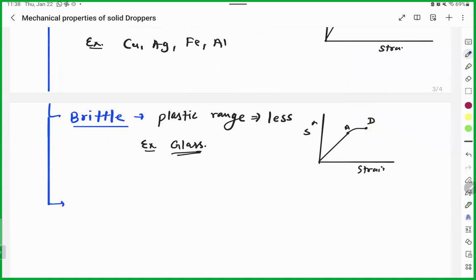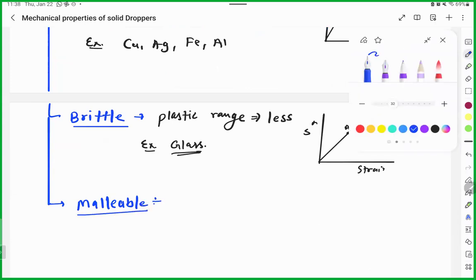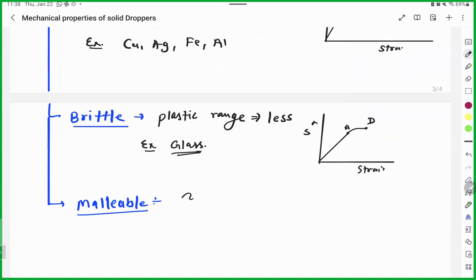Sarah, what will be malleable material? Material that can be converted into thin sheets. Yes, converted into thin sheet. Example, gold, Au, very good thin sheet material. That's why it was used in the Rutherford model, because you can convert it into a very thin sheet. Yes or no, guys?